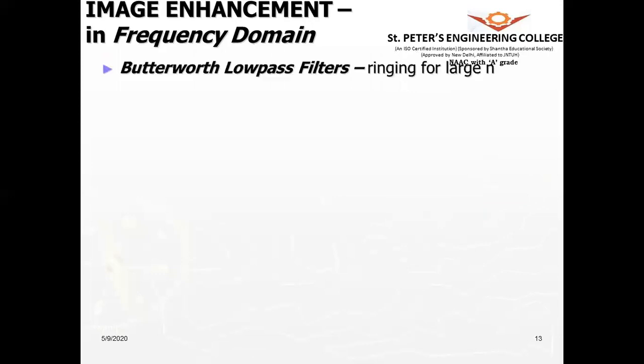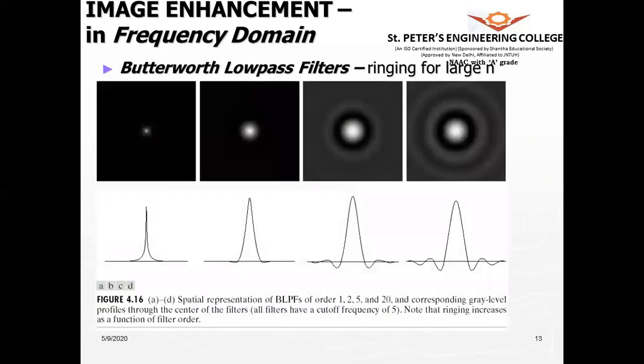Next, what happens if we use the larger n? The Butterworth filter again results in the ringing effect. So we can see that this is for a small value of n, the order. The order of the filter here is 1. This is 2 here, 5, and 20. So when we go for a higher order filter, there is ringing effect.